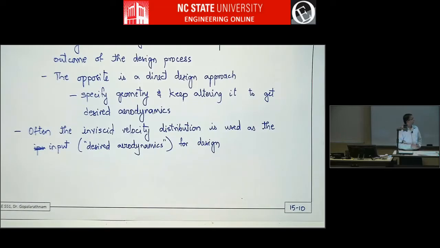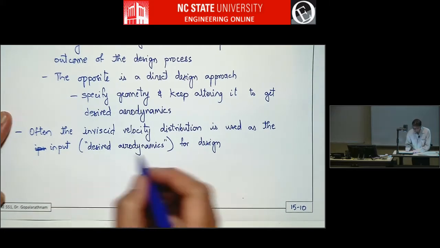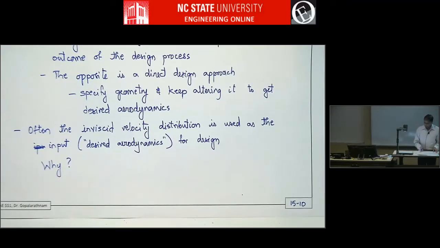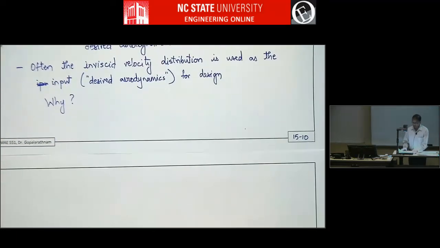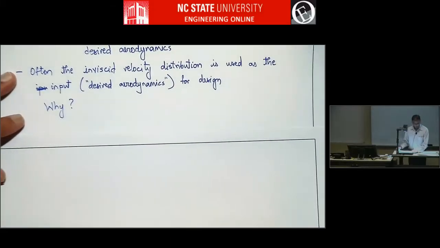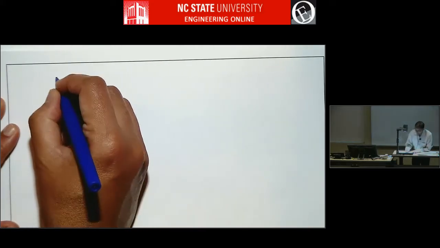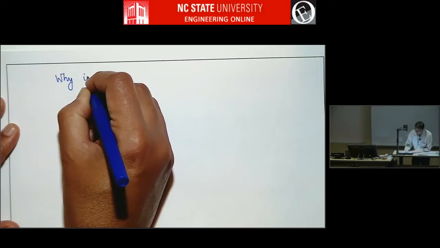Okay, so when we say desired aerodynamics, we are talking about inviscid velocity distribution. So why should we choose this as the desired aerodynamics? The reason is there is a good connection between inviscid aerodynamics, inviscid velocity distribution, and the sort of performance parameters that we are interested in. So why inviscid?